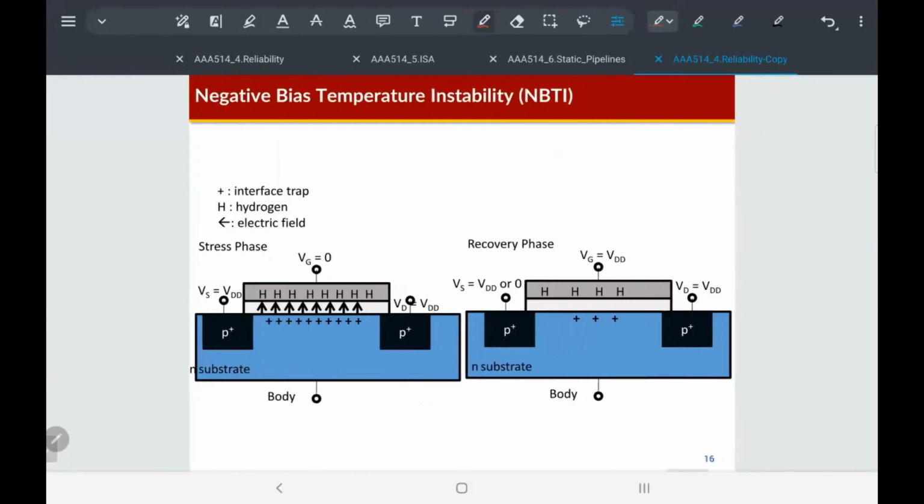Okay, and then negative bias temperature instability, NBTI, which is also another wear out issue. It is very related to the materials of the MOS transistor.